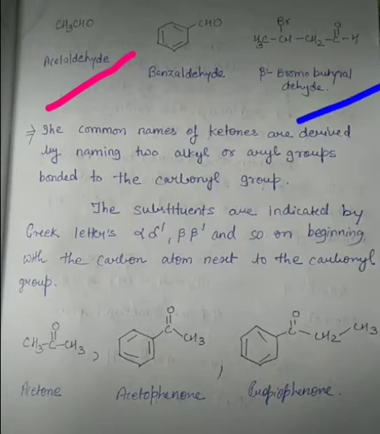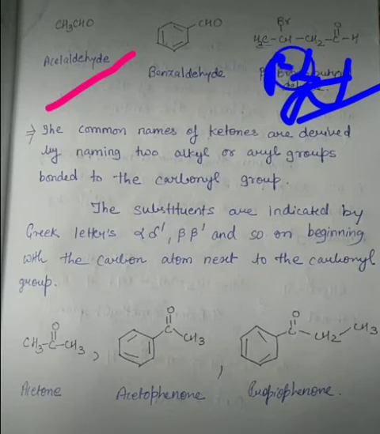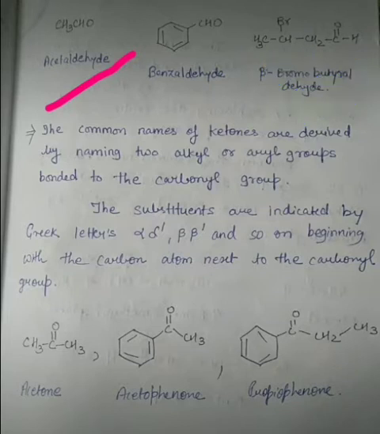And students, here is an example of substitution. You can see the carbon just adjacent to the carbonyl carbon is called alpha, the second carbon is considered beta, and the third carbon is considered gamma. So here at the beta position there is substitution of a bromo group, so its name will be beta bromo butyraldehyde.